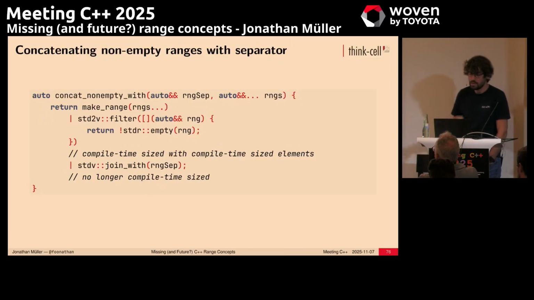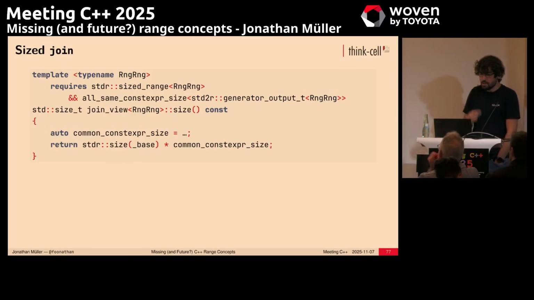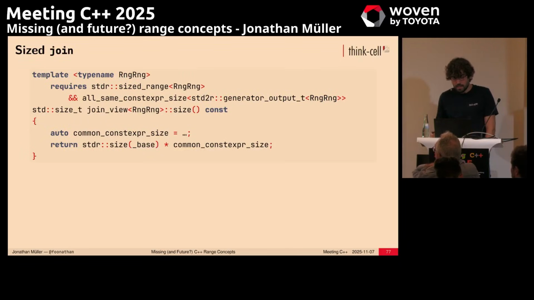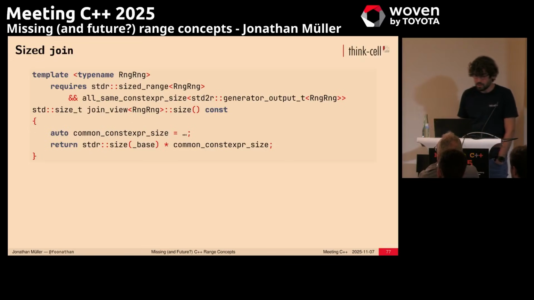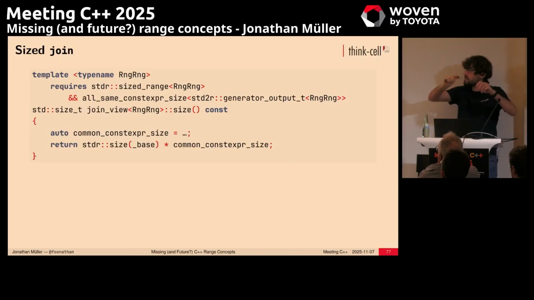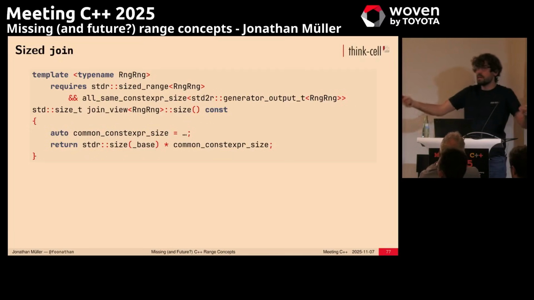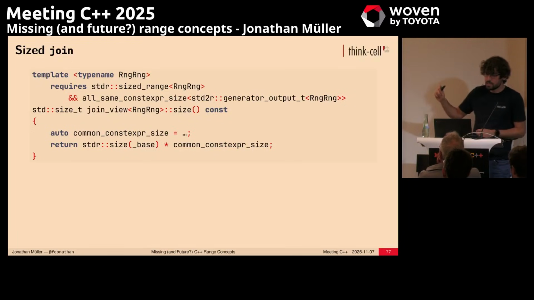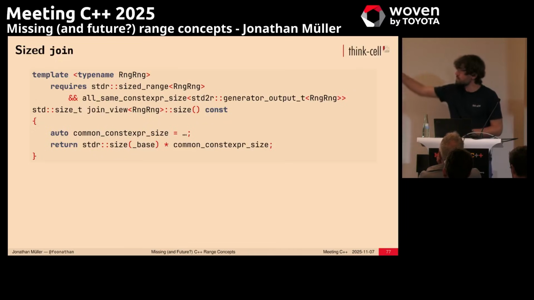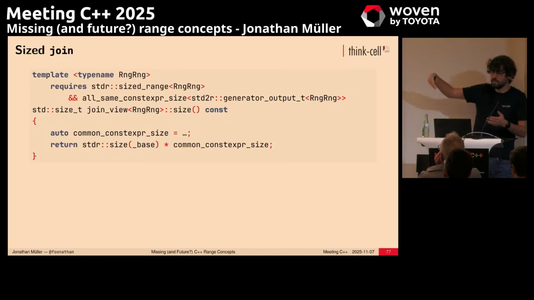Last thing, join with. Join with is no longer compile time sized. So this was the size implementation of join before I did my changes. The standard library join never provides a size because it would need to sum all the sizes of all the subranges, which it obviously can't do in O(1). However, if we know that we're having a sized range and all output types have the same size, then it's just a multiplication, right, of the base range plus this, right?